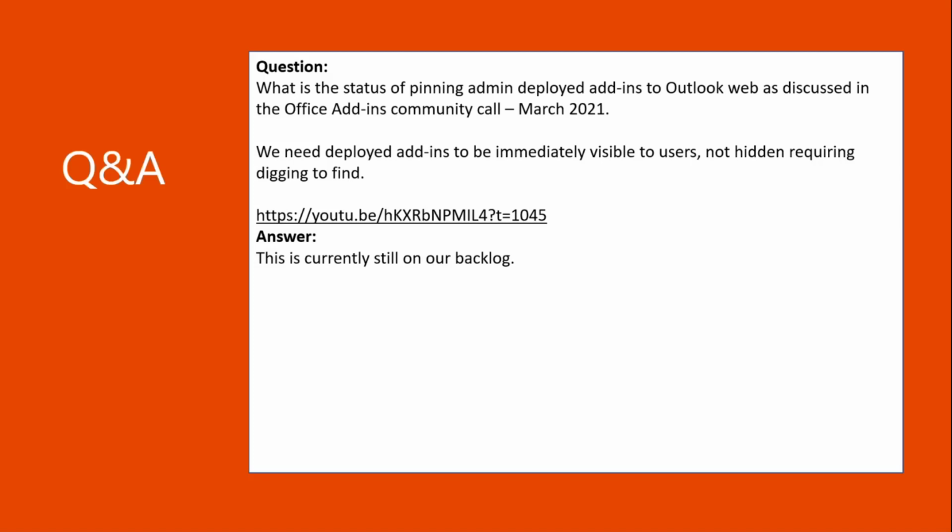Question number 1 was, what is the status of pinning admin-deployed add-ins to Outlook Web as discussed in the Office add-ins community call in March of 2021? We need deployed add-ins to be immediately visible to users, not hidden, requiring digging to find. And this is the link to the YouTube video for the March 2021 Office add-ins community call. So this feature, as of now, is still in our backlog. There still isn't a lot of progress here. We don't have any dates to update you with. So this is still in our backlog.